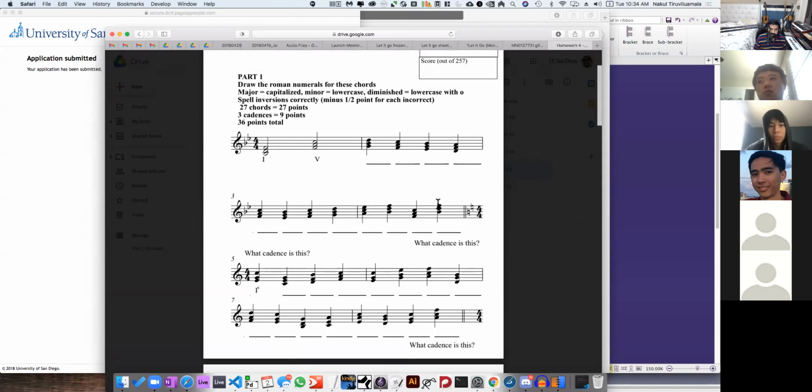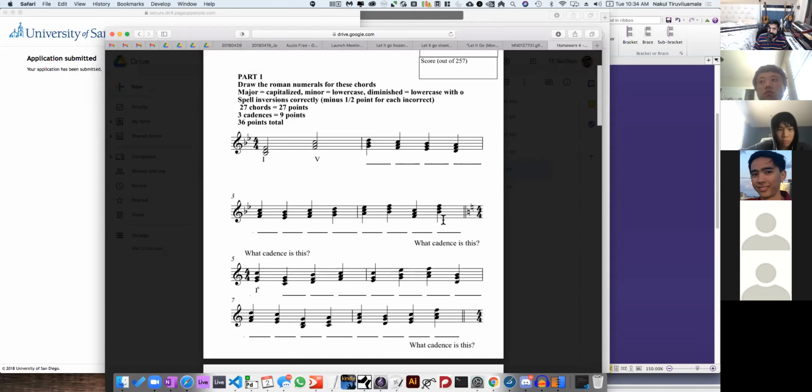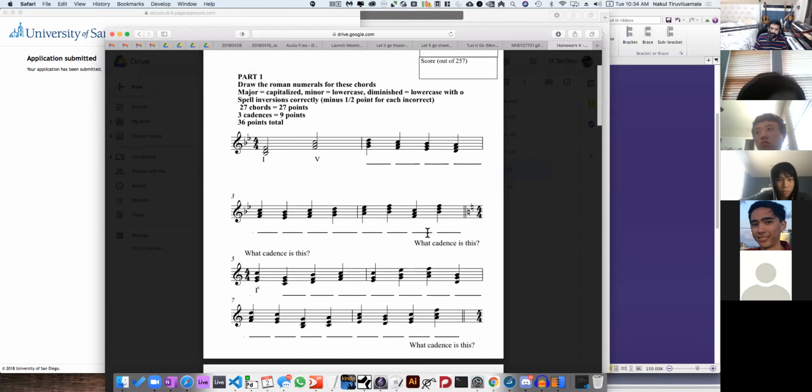So let's look at this particular chord right here. This chord is in root position, right? It looks like a snowman, and the bottom note of the chord is what note? What is the root note of this chord? B flat. And B flat in the key of B flat major is what scale degree? 1. So we have a 5 chord going to a 1 chord.